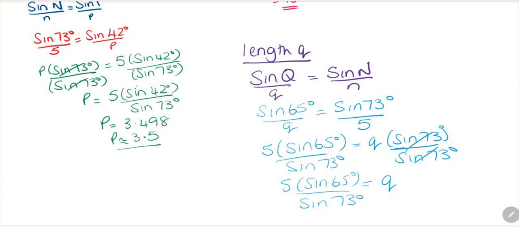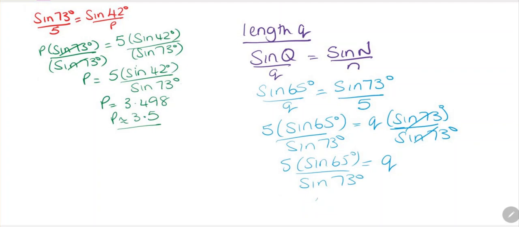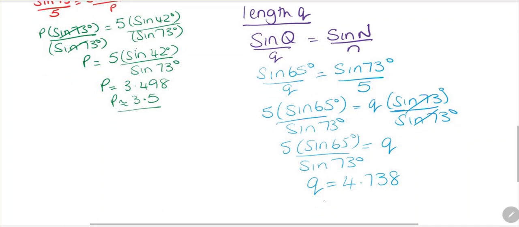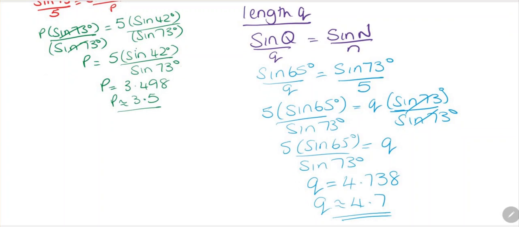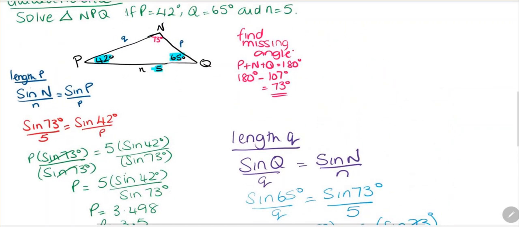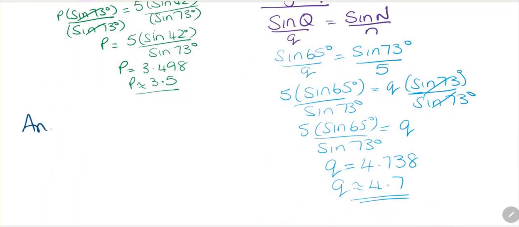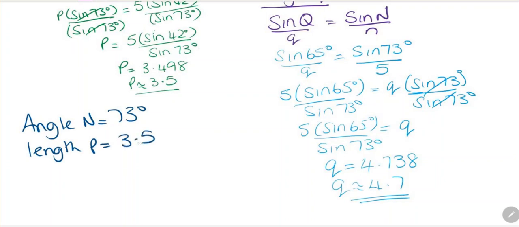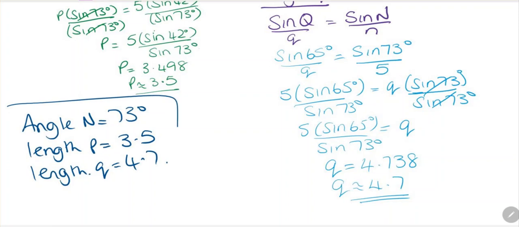Just put that in the calculator. So in the calculator, just write it the other way around. q is equal to 4.738, which is approximately 4.7. So we have found out the angle N is 73 degrees, the length of p is 3.5, and the length of the side q is 4.7.